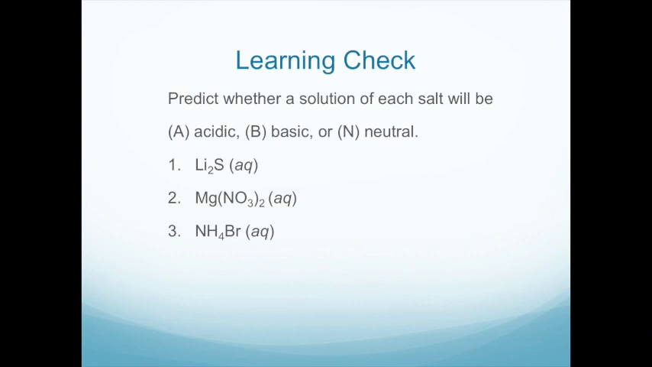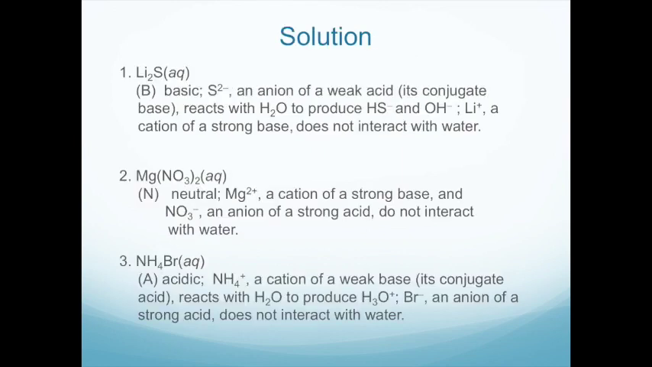So, quick learning check. Predict whether a solution of each salt will be acidic, basic, or neutral. Lithium sulfide, magnesium nitrate, ammonium bromide. Lithium sulfide is basic because sulfide ions are the anions of a weak acid. Its conjugate acid is HS-, and it reacts with water to produce HS- and OH-. Lithium is the cation of a strong base, so it does not interact with water, and therefore you have a basic solution. Magnesium nitrate is neutral because Mg2+ is a cation of a strong base, and nitrate is an anion of a strong acid, and they do not deprotonate water. NH4Br is ammonium bromide. It is acidic because ammonium is a cation of a weak base, and it interacts with water to produce H3O+. Br- is an anion of a strong acid, and it does not interact with water.